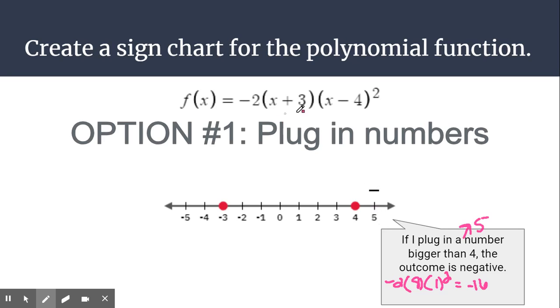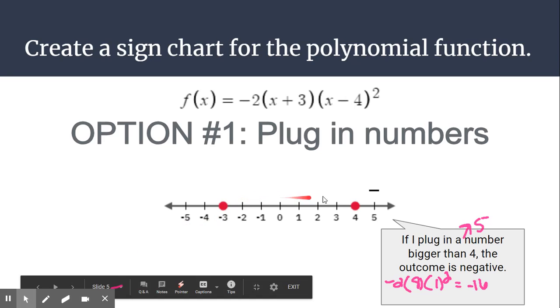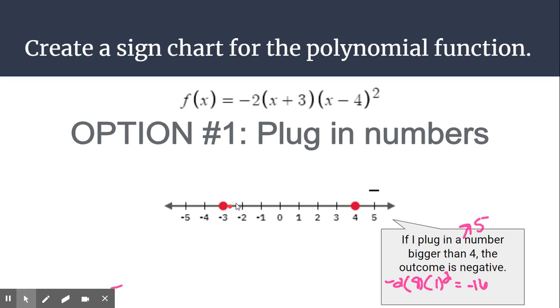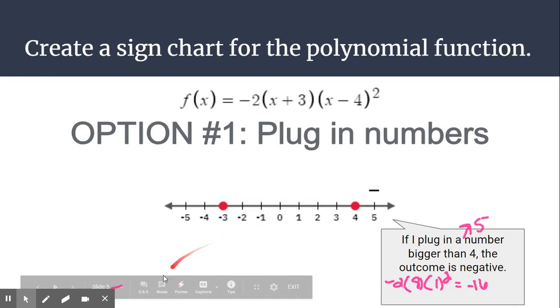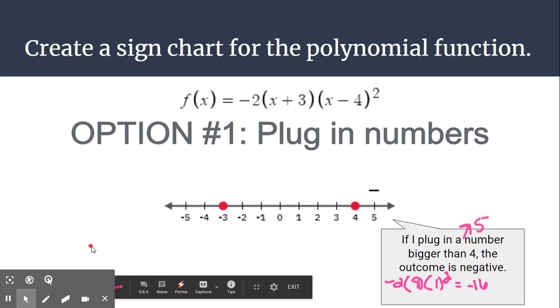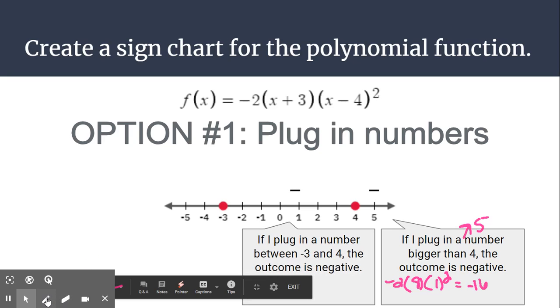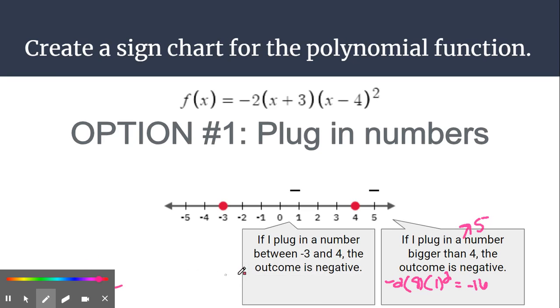We plugged into our equation for x, and we decided whether the outcome was positive or negative. Let's try that for an interval in here. So we need to pick some number between -3 and 4. So maybe 0. 0 tends to be kind of a nice, easy number to pick. So let's plug in 0 and let's see what we get.